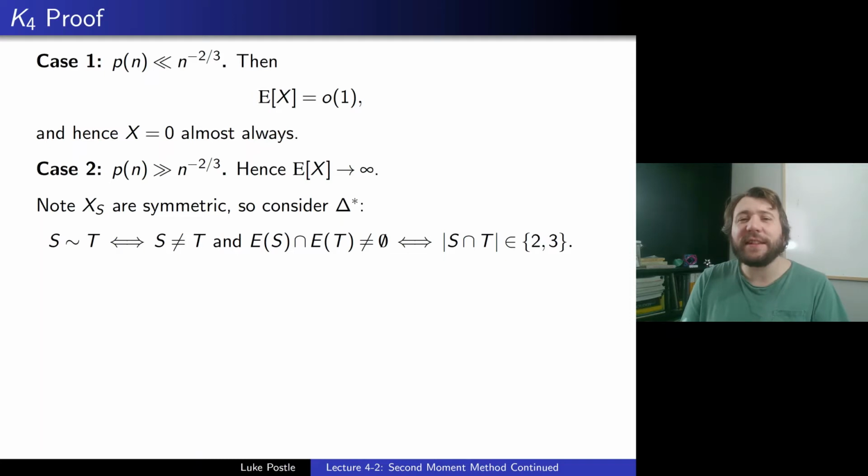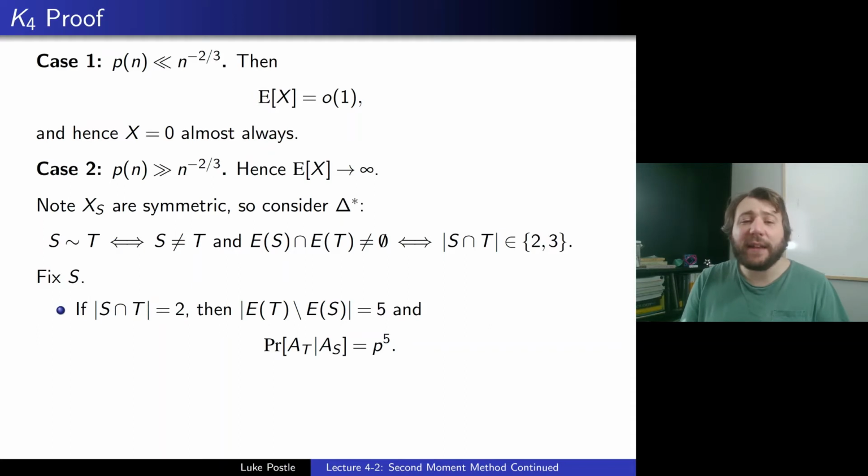So when S is not equal to T, and they have overlapping edges, right? The event for S only depends on its edges. So we need that they have an edge in common to actually have dependence. And that means that they actually have to share at least 2 vertices, but since they're not equal, they can have at most 3 of their 4 in common. So we know that the size of S intersect T is 2 or 3. So this is the key idea. We look at our events and we say, okay, which of you are actually dependent events? And now we focus on them to calculate these conditional probabilities. So let's fix S, and then let's go through the cases.